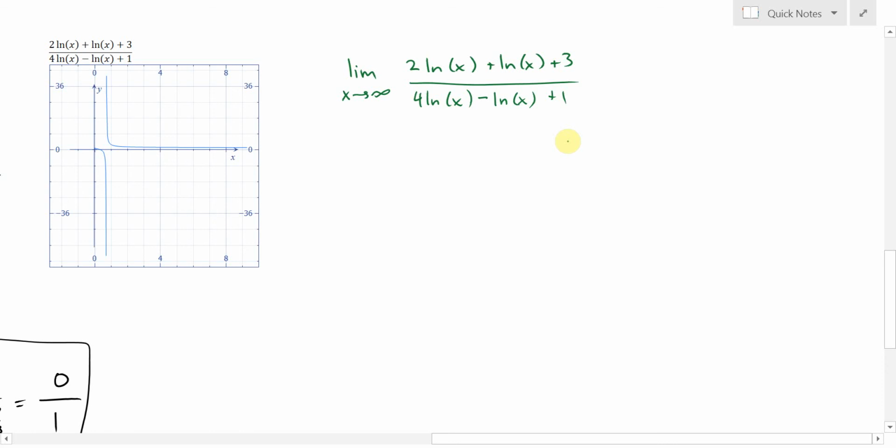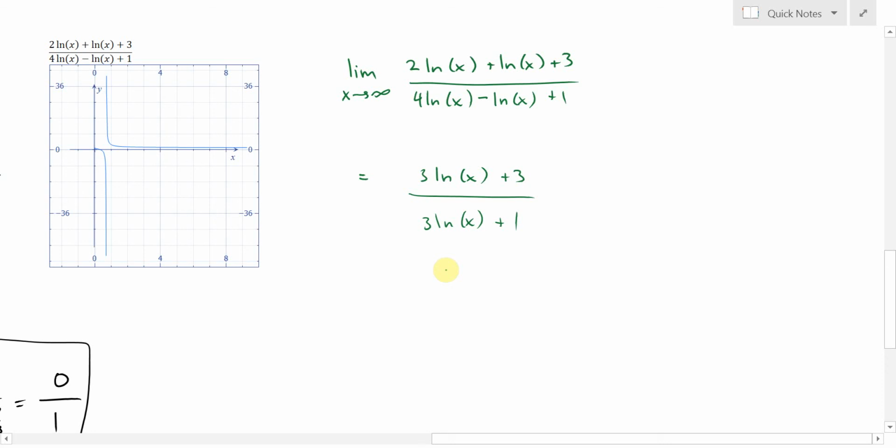Okay. And so what we would do here, this is actually a poor example. I mean, obviously what you would do here is you would just say, well, 2 ln of x plus ln of x, that's just 3 ln of x on top, plus 3. 4 minus ln of x is 3 ln of x plus 1. As x goes to infinity, it's going to go to infinity over infinity.